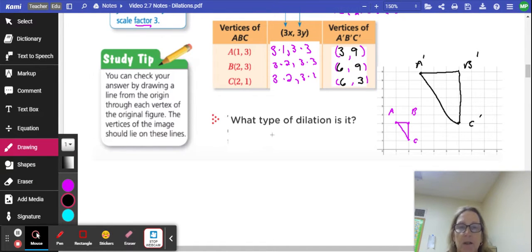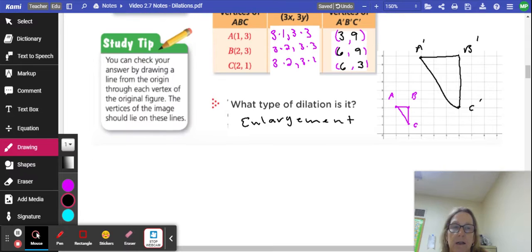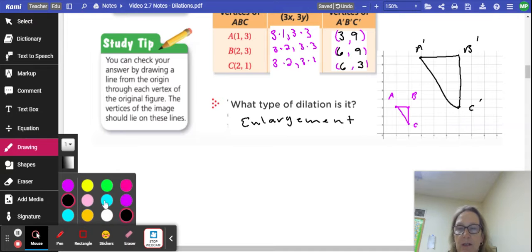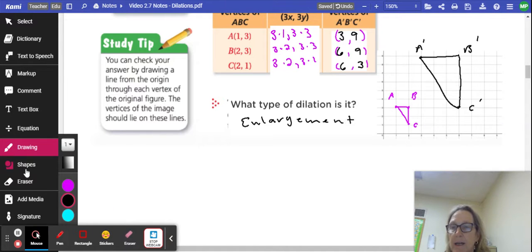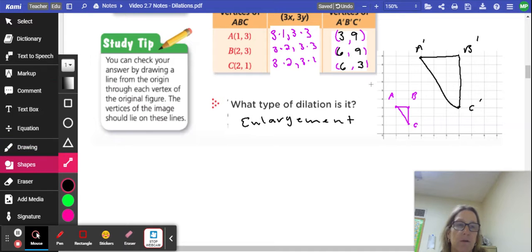Now, what type is this? Well, clearly our new figure, our image, is larger, so this was an enlargement. And now, of course, let me look at this over here. We can check by drawing a line from the origin through each vertex. So this is unique to when we do it on the coordinate plane. It will go from the origin. So what they're saying is I could draw a line from the origin through the A's, from the origin through the B's, and they all will meet back here because that's the center, and that's your ultimate check.